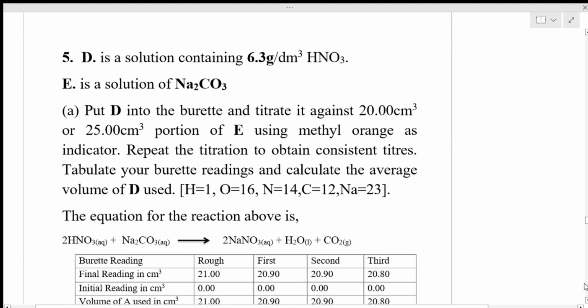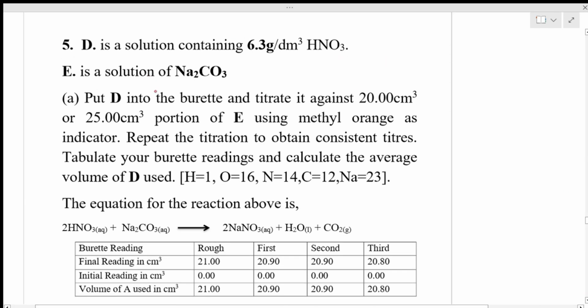So let's quickly go to experiment 5. But before rounding up, make sure you watch this video to the end. It will help you as a student, honestly.